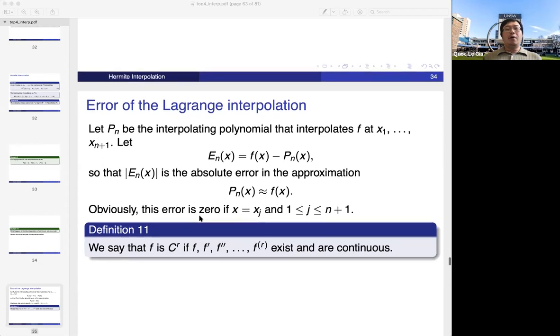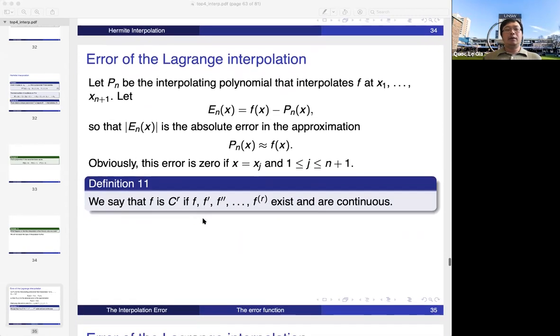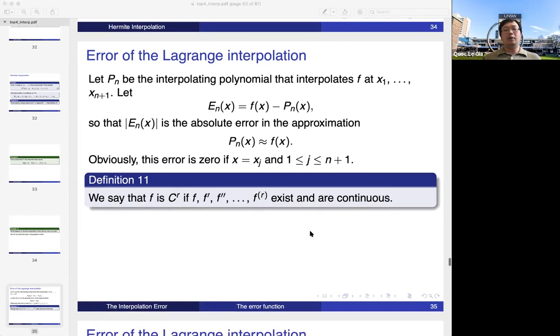Now, before I state the error, let us define some notation. We say that f is in C^r if f, the first derivative of f, the second derivative of f, up to the r-th derivative of f exist and are continuous. So r equal 1, then f and f prime exist and are continuous. R equal 2, then f prime, the second derivative, exists and is continuous, and so on.